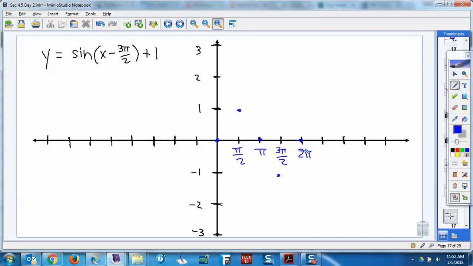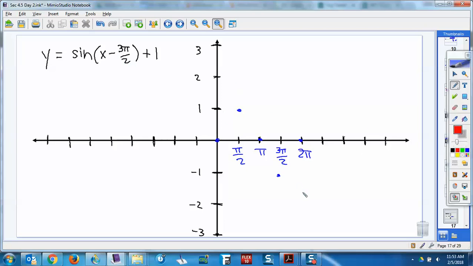If there was a period change, I would have put it in by changing these marks. If my period was going to be pi, I would have gone pi halves, pi fourths, right? I would have changed my markings. And then for my amplitude, I just would have had this point up high. Now I'm getting ready to shift it. So I'm going to shift it to the right 3 pi halves. Now I'm going to change colors, but I'm going to go to the right 3 pi halves.